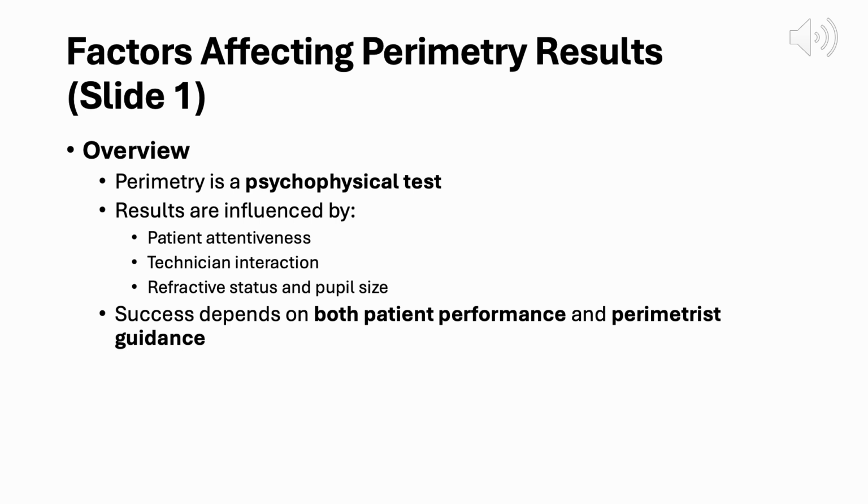Another key variable is the refractive status of the eye. If the patient isn't properly corrected for the testing distance, especially in presbyopic individuals, results can be falsely depressed. Similarly, pupil size matters. Overly constricted pupils can reduce retinal illumination and sensitivity.